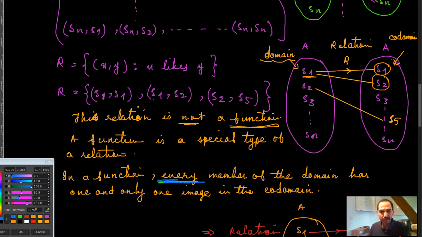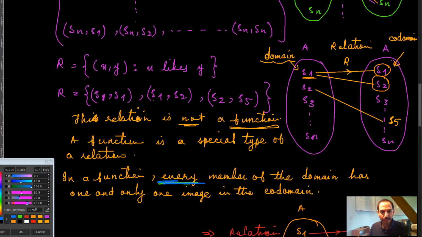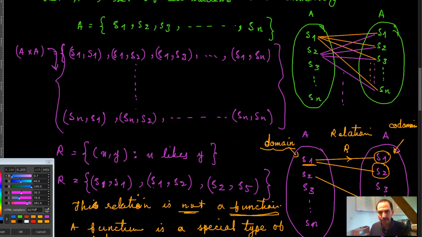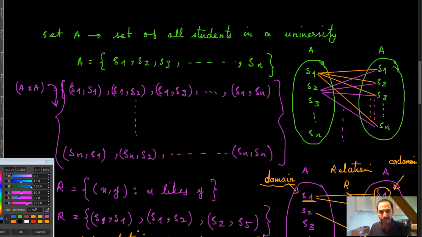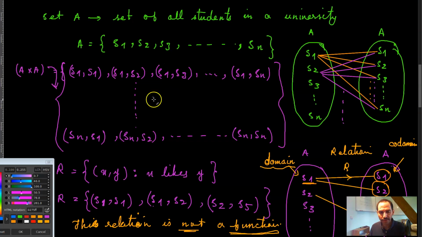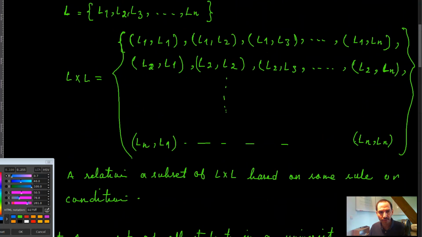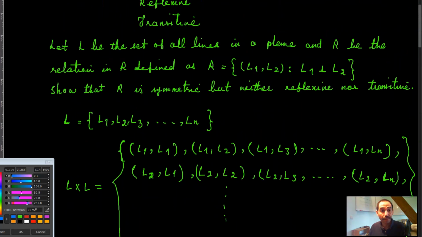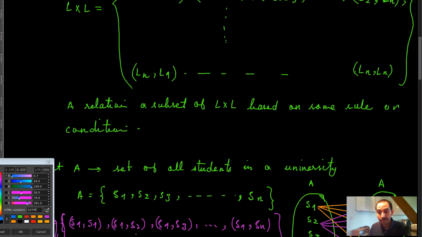Now you know what a relation is, you know what a function is, you know what the Cartesian product of two sets is, and you know essentially the whole story. Now let's go back to this example here.